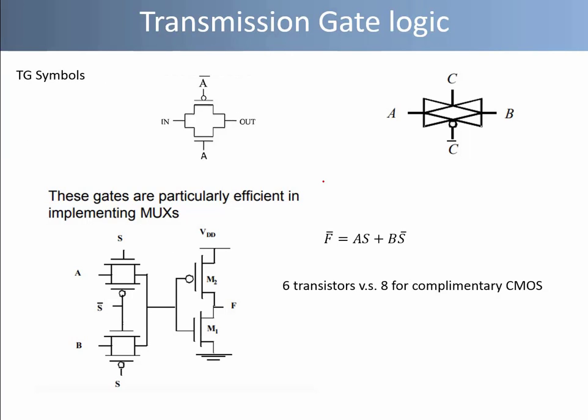In literature, a transmission gate is represented either by this symbol or like this. We have a PMOS transistor and an NMOS transistor. They are connected to the control inputs, which are complementary, and the input is applied from one side, whereas the other side acts as an output.